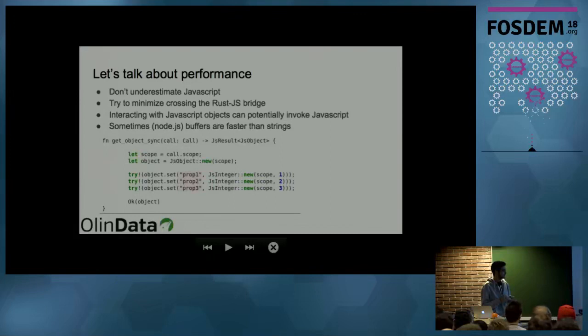And if you have a lot of data, try to use buffers, which is a Node.js data type that refers to a space in memory. And they are much faster than strings when you send them to Rust.